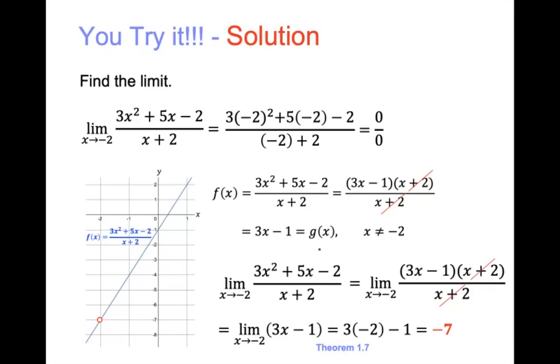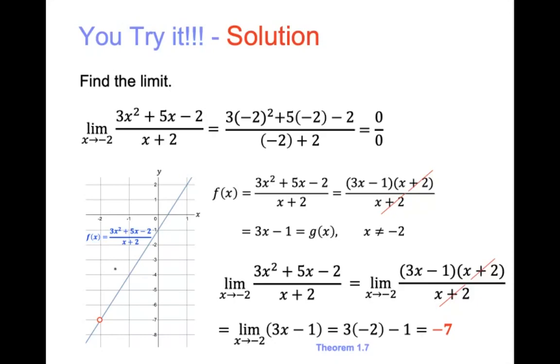Since f of x equals g of x when x is not equal to negative 2, we can apply theorem 1.7 and say that the limit as x approaches negative 2 of f of x is equal to the limit as x approaches negative 2 of g of x, which is equal to g of negative 2. And so the limit as x approaches negative 2 of (3x squared plus 5x minus 2) over (x plus 2) is equal to the limit as x approaches negative 2 of 3x minus 1, which by direct substitution equals negative 7.